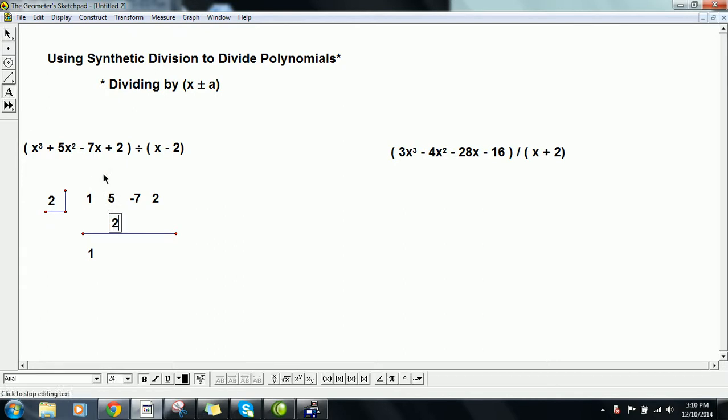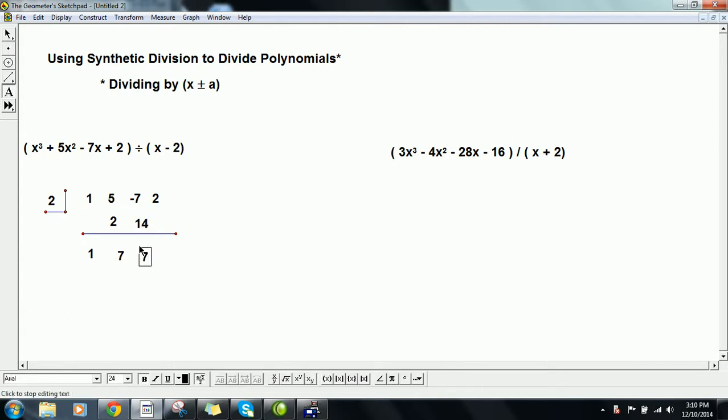Now I'm going to add. So I multiply 2 times 1, I put that here, and now I add. So 5 plus 2 is 7, and I'm going to put the 7 right here. Now I'm going to multiply the 2 in the box by the 7, put it here, 14. I'm going to add negative 7 plus 14, which is 7.